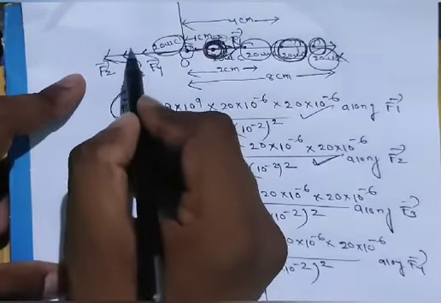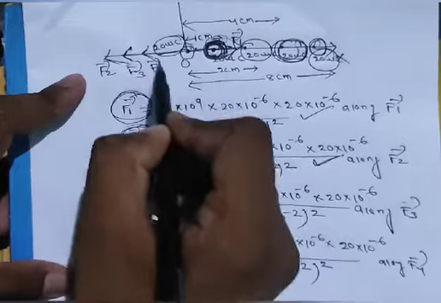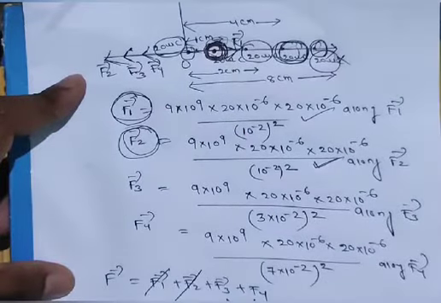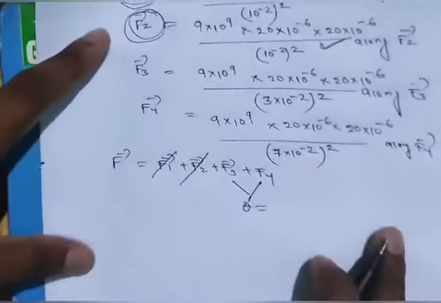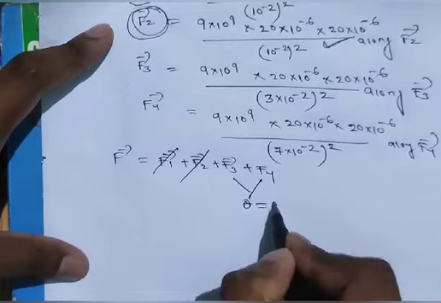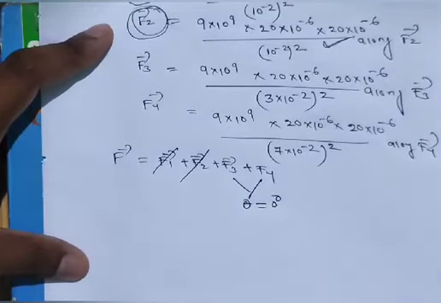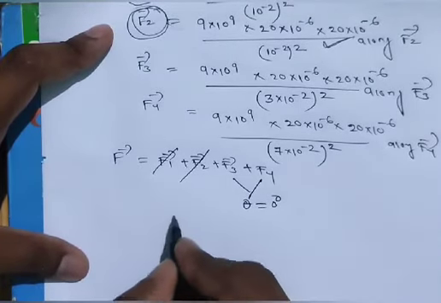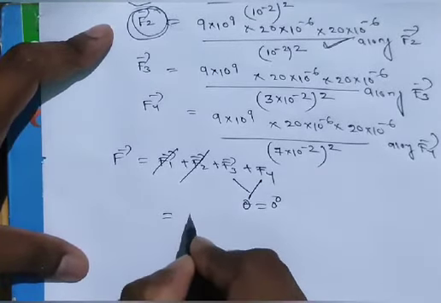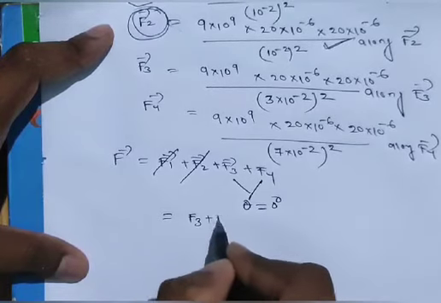And see, the angle between F3 and F4 is 0 degrees, because they are directed along the same direction. So according to the vector addition law, they will simply be added.